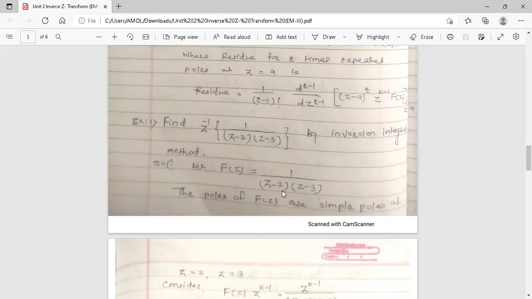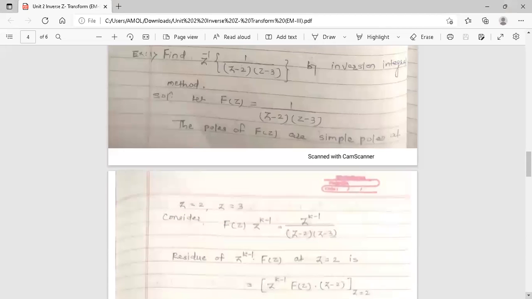The denominator is (z minus 2) into (z minus 3). You equate it to 0, and then z is equal to 2 and z is equal to 3. These are the poles of F of z. These are simple poles because the degree of every factor here is 1. When the degree is 1 for a pole, it is called a simple pole. z is equal to 2 is a simple pole, and z is equal to 3 is a simple pole here.